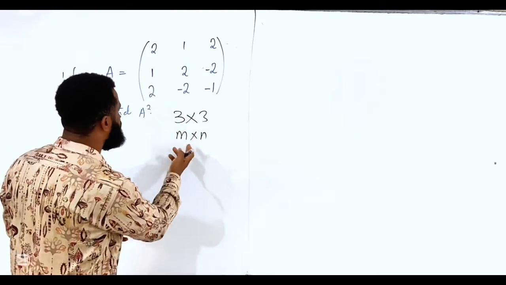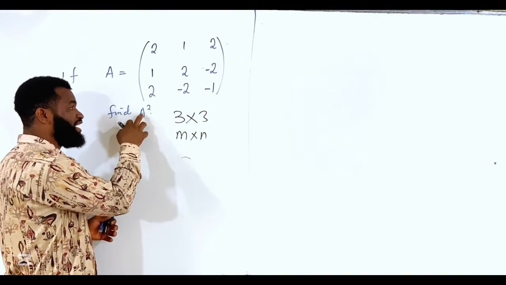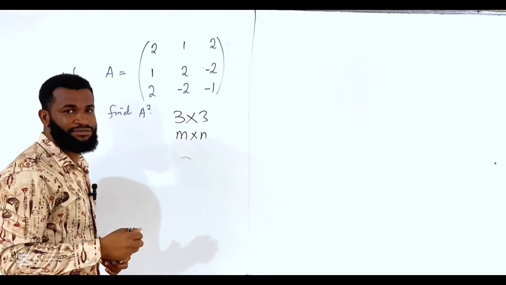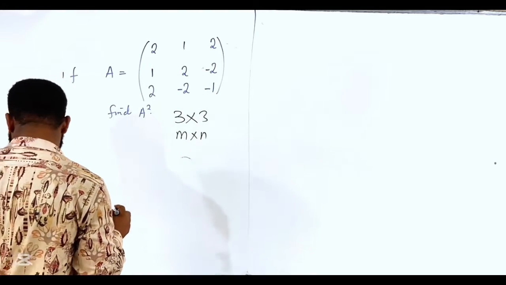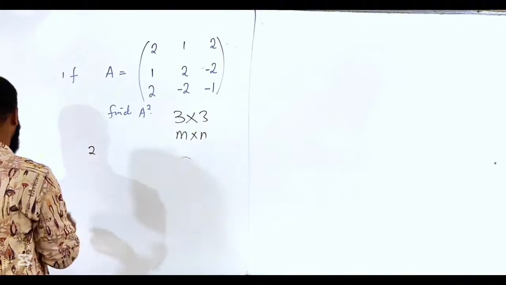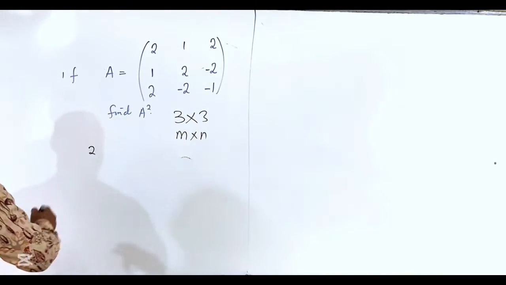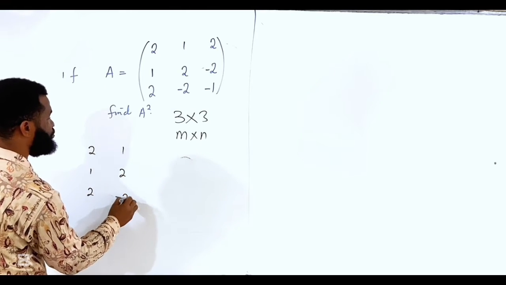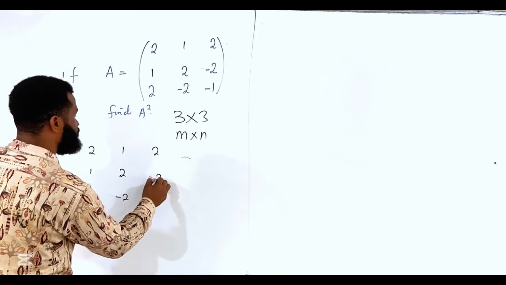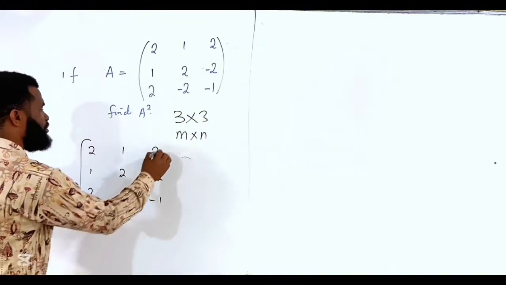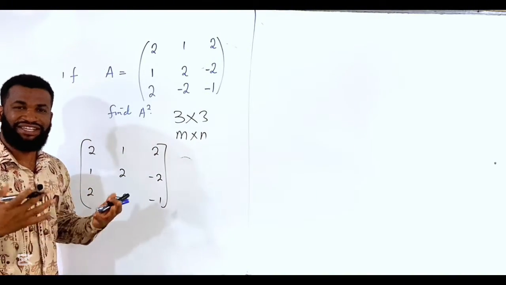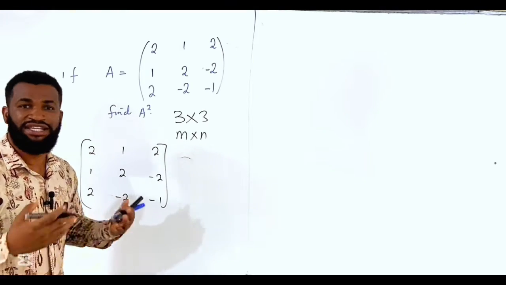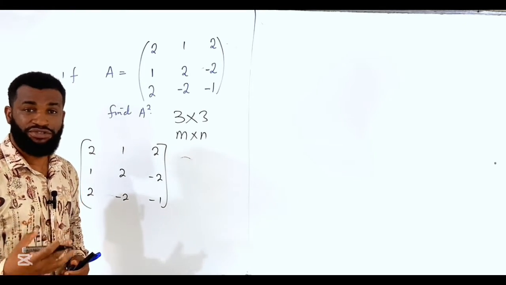Now we are asked to find the square. A square simply means multiplying the matrix by itself. So the matrix you are going to have is 2, 1, 2, then 1, 2, minus 2, and 2, minus 2, minus 1. When we look at a matrix, it is just like statistics, and it can be converted into a simple equation, a quadratic equation, or any kind of polynomial, depending on how the question came.